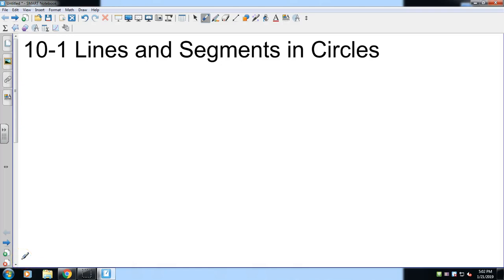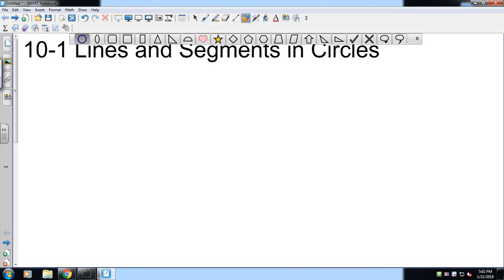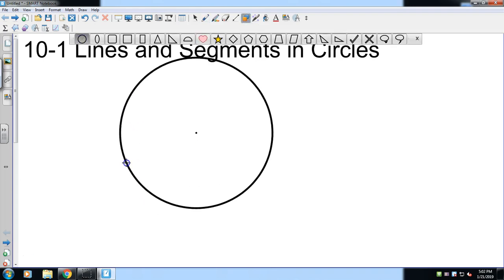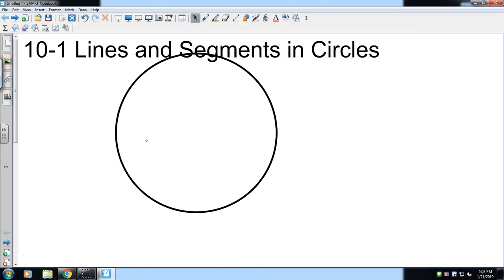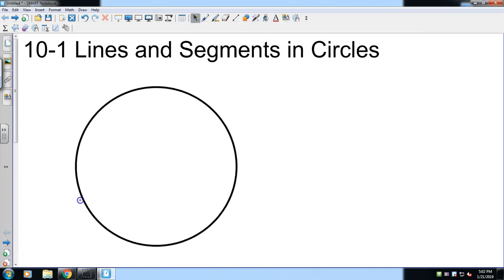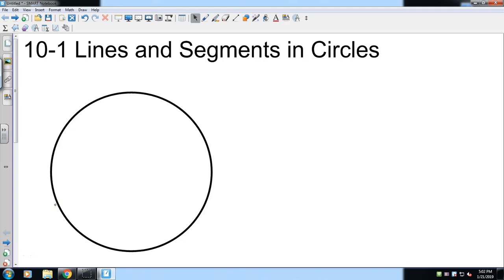Okay, geometry. New chapter, new section. So we've got 10-1 lines and segments in circles. And so let's just get a basic circle up here and let's start throwing some information on it. Okay, so we've got all of our basics.